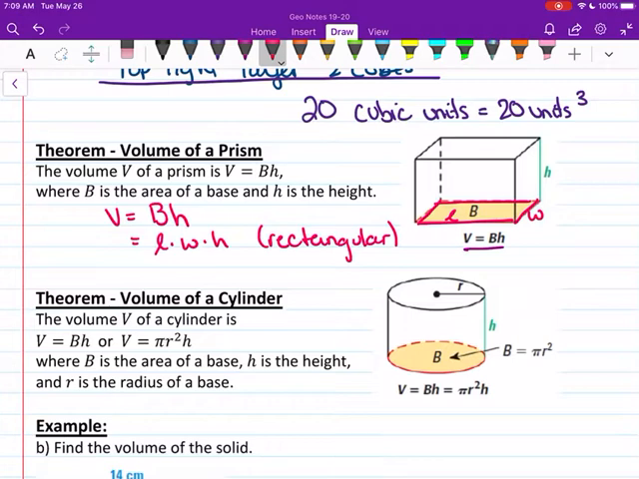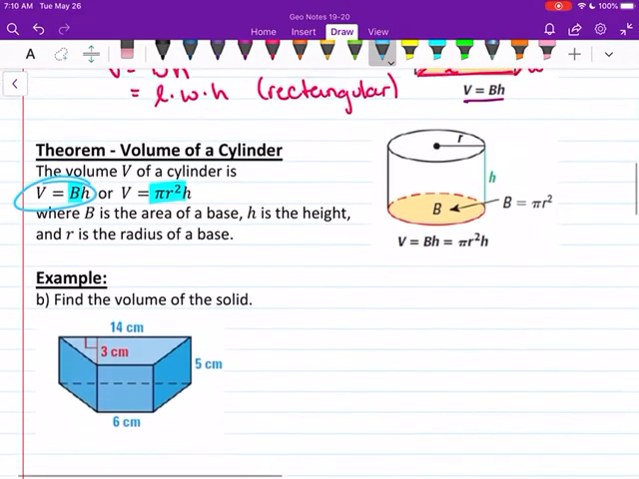Okay? Our next one, cylinder. Well, the area of the base here is a circle. So that's why we have two formulas here, because the area of a circle formula is pi r squared. Okay, but they essentially are the same formula. Volume equals area of the base times the height. Okay, so let's do an example.